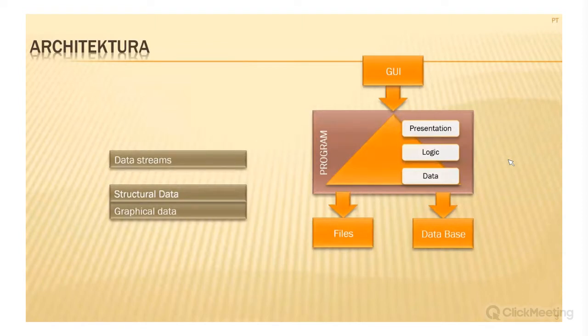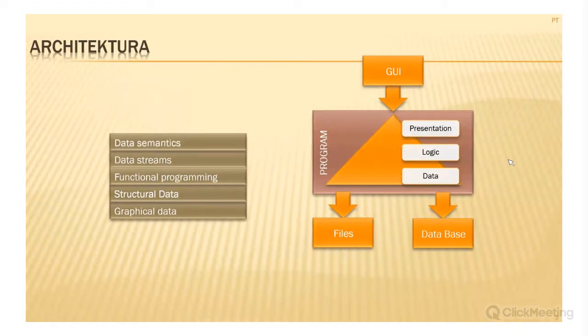During this lecture, today we'll discuss graphical data, but previously we discussed structured data. We also discussed streams of data. To discuss structured data, we need some basic knowledge about functional programming. And at the very beginning, we started to discuss the data semantics. So it is more or less the scope of these classes. Today we'll discuss the graphical data, but I'm recalling it because all of these topics will be required during the test.